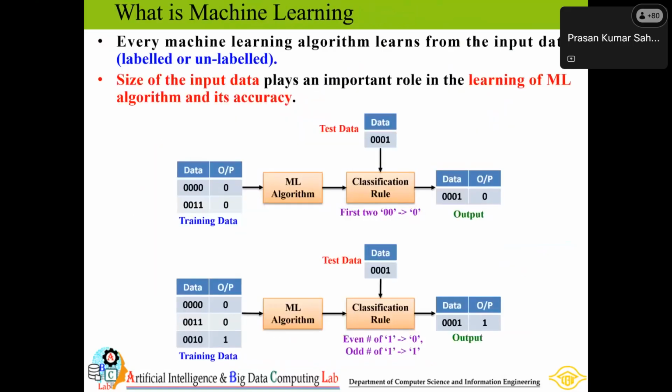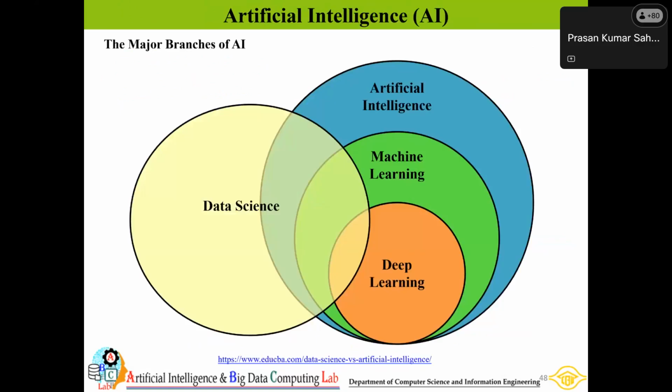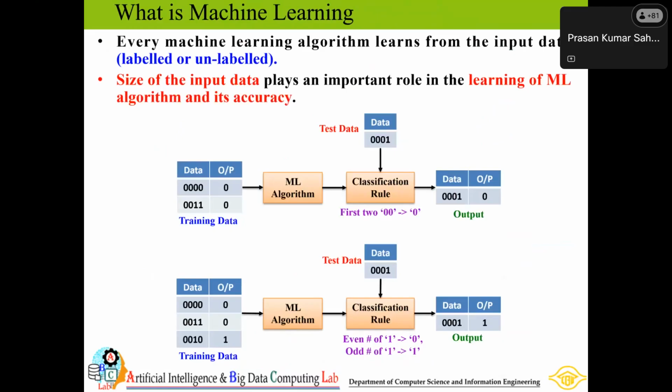In artificial intelligence, machine learning is a very important part, as well as deep learning. I'm just going to introduce some part of machine learning. It learns from the input data, which could be labeled or unlabeled. The size of the input data plays an important role in learning machine learning algorithms and in their accuracy.